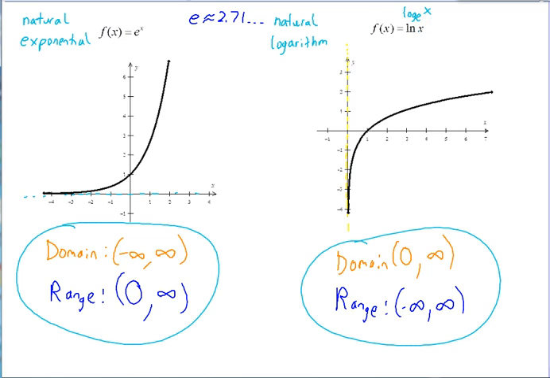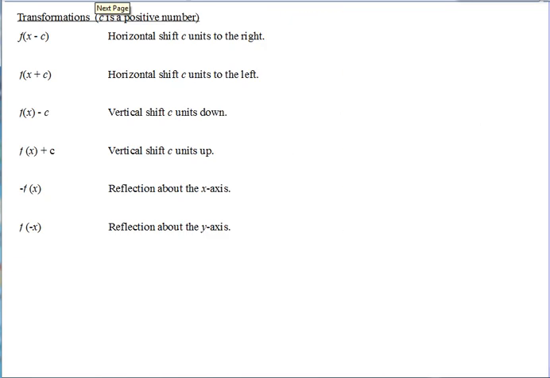All right, now let's take a look at the different transformations you can apply to these family functions and really any function that you encounter here. So let's look at the horizontal shifts first. So C here represents some positive number. Okay? So if you have x minus C, I'll put a specific number in there.